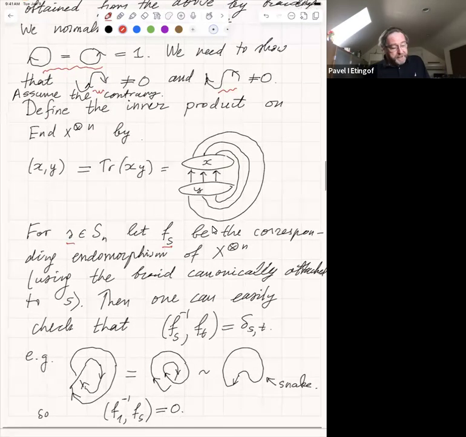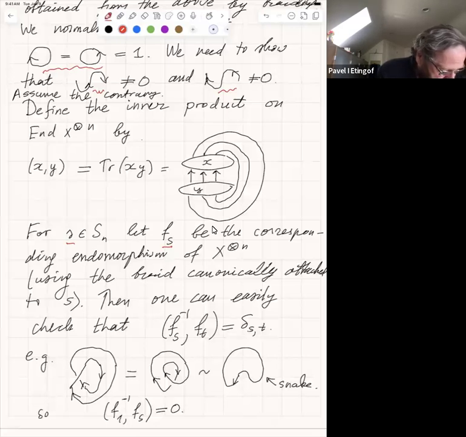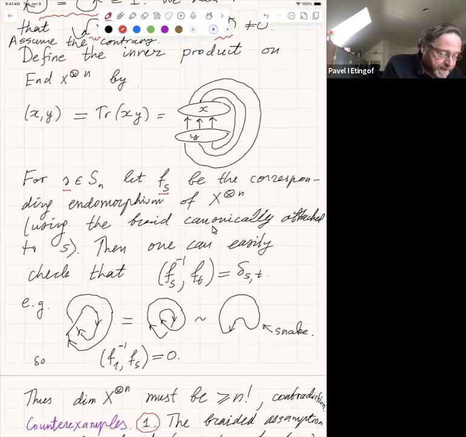And then one can check, this is the main computation, the inner product. So I assume the contrary, that one of those snakes vanishes. That's the crucial point. I assume that they are zero, or actually, one of them is zero. And then it turns out that the inner product of F_s inverse with F_t, so the trace of their composition, is just delta_st. So this matrix is diagonal, it's the identity matrix.